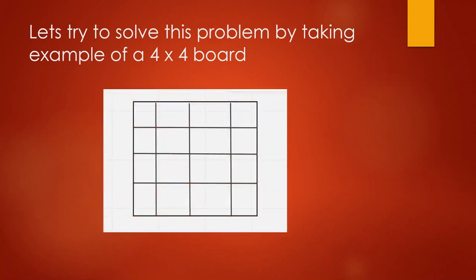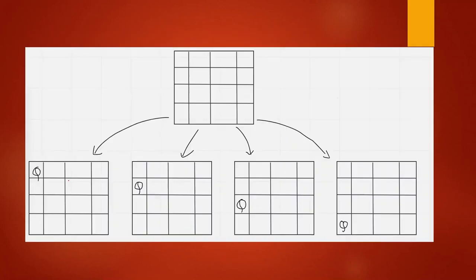Take an example of a 4 cross 4 chessboard to solve this problem. So this is the 4 cross 4 chessboard we have over here. Now if I try to put a queen on the first column itself, I have four options. I can place the queen here, here, here, or here. If I place the queen on the 0th index, going by 0 indexing, I can't put another queen in this whole row, in this whole column, and also diagonally, because the two queens will attack each other.